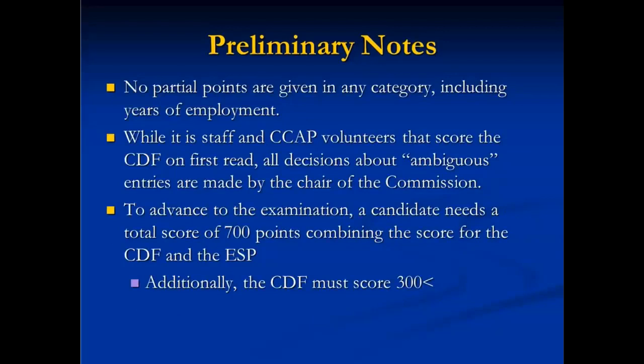To advance to the examination, a candidate needs a total score of 700 points, combining the score for the candidate data form and the executive skills portfolio. That is whatever is the most recent one on file. And because it's a 3-year process, those points can grow over the years. Additionally, the candidate data form must score a minimum of 300 points. The same, by the way, is true of the executive skills portfolio.